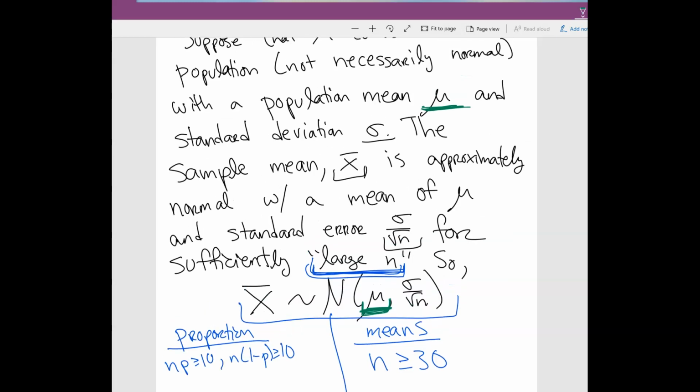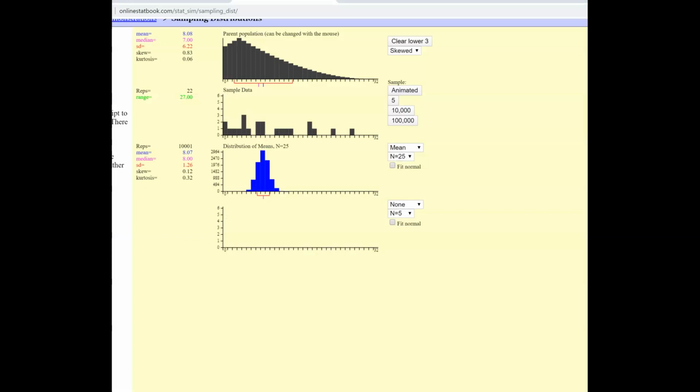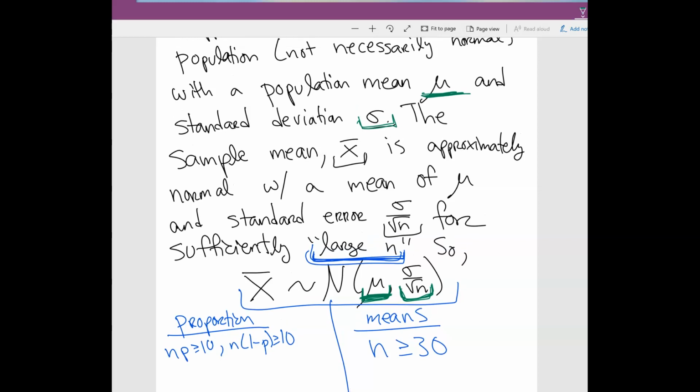Now for the standard deviation, if it's sigma, it's not going to be sigma. You can see here that the standard deviation was 6.22. Here it decreased to 1.26. And the factor that it decreases by is 1 over the square root of n. Now, proving this is a little bit complicated, we have to find the variance. But don't worry about it. You just have to know how to use this formula.